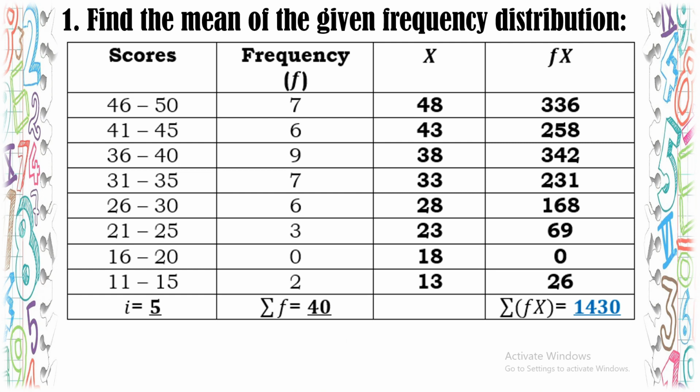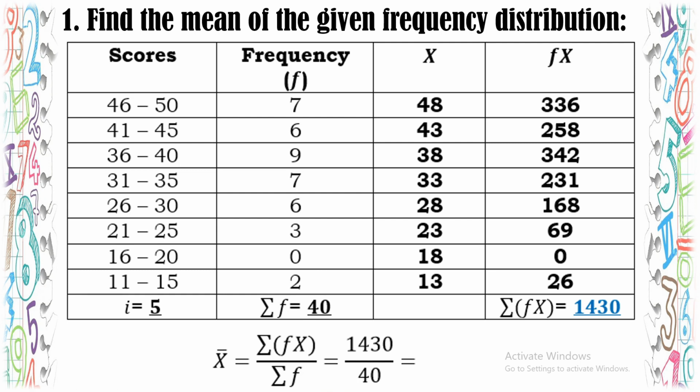Now, since we have completed the table, we can now compute for the mean of the given data. That is by using the formula mean is equal to summation of fx all over summation of f. By substitution, summation of fx is 1,430. It's this one. All over the summation of f, which is 40. Summation of f is here.